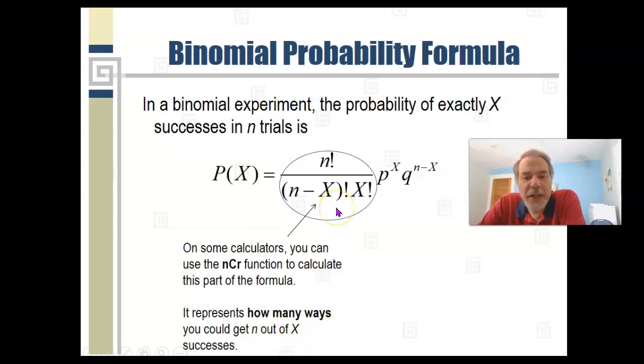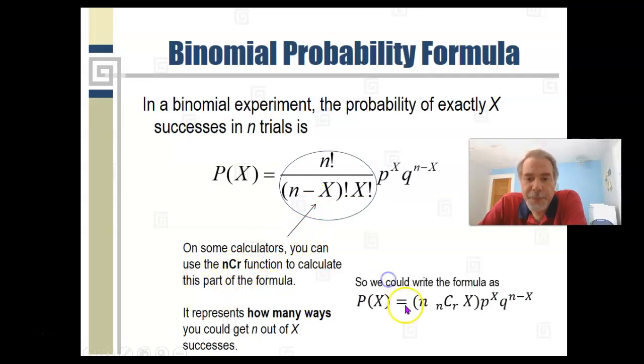And on many calculators, there's a special button or a special function that you can use to calculate this part of the formula. It's usually labeled NCR. So instead of writing it with the exclamation points, you take the number for N, push that NCR button, and then put in the number for X. So that's the first part of the formula, and then you multiply that by P to the X power, and then multiply that by Q to the N minus X power.